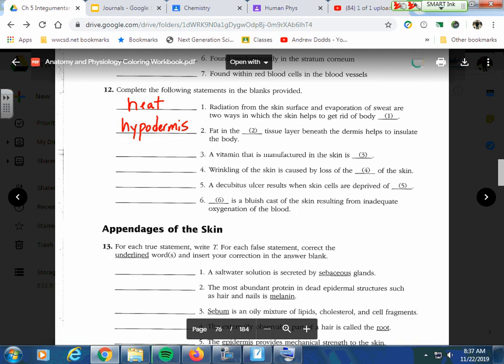Number 3, a vitamin that is manufactured in the skin, vitamin D. Talked about that. That was one of the pros of sun exposure. And wrinkling of the skin is caused by loss of the elasticity. A decubitus ulcer is actually a bed sore. Sorry, you might have had to look that up. When they're deprived of oxygen from the pressure. And the bluish cast of the skin, that is called cyanosis. That was on your related clinical terms, I'm pretty sure.